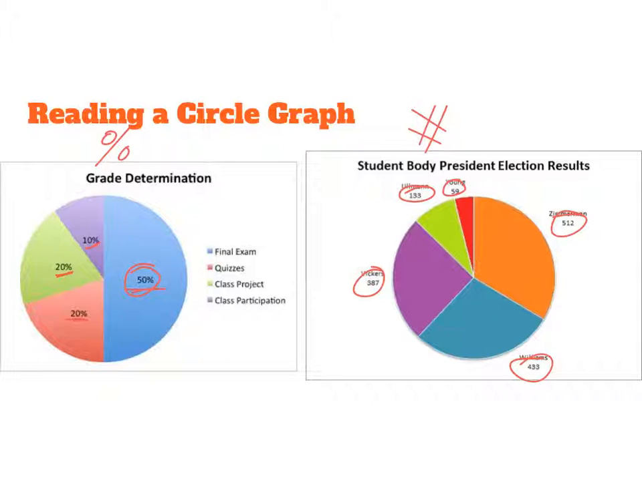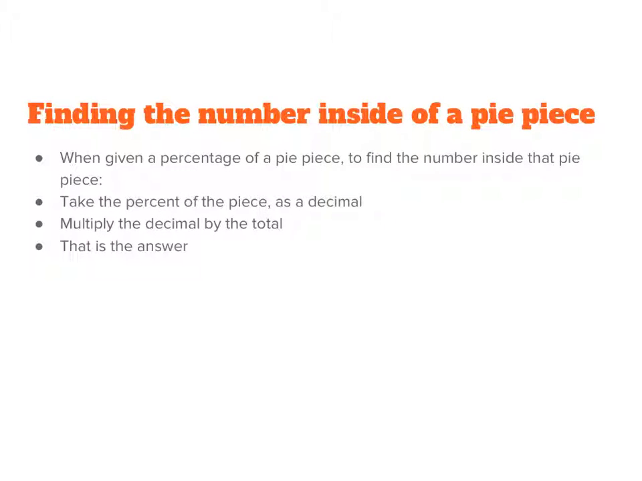So for this example, there's 512 voters that voted for Zimmerman out of the total. There's 387 voters that voted for Vickers. So the percentage one doesn't give you the total number. The numbers one doesn't give you the total percentage. And what we're going to be doing is going back and forth. If you're given a percent one, we need to find numbers. And if you're given the numbers one, we need to find percentages. So we're going to start with the percent ones.